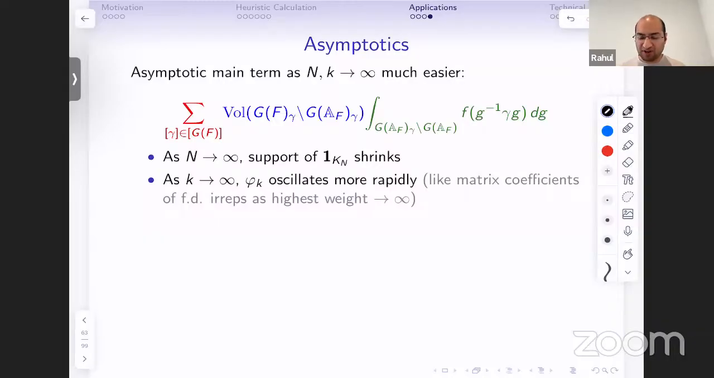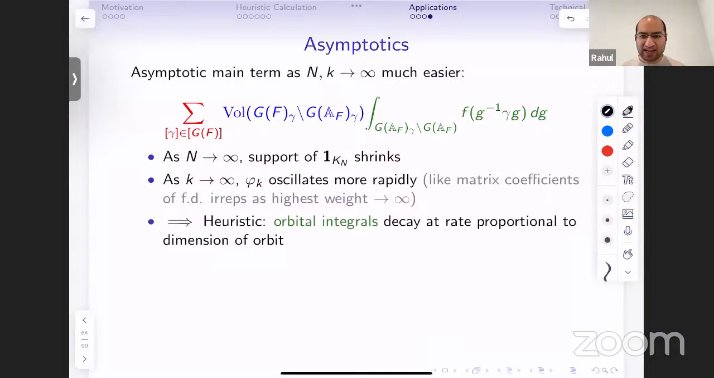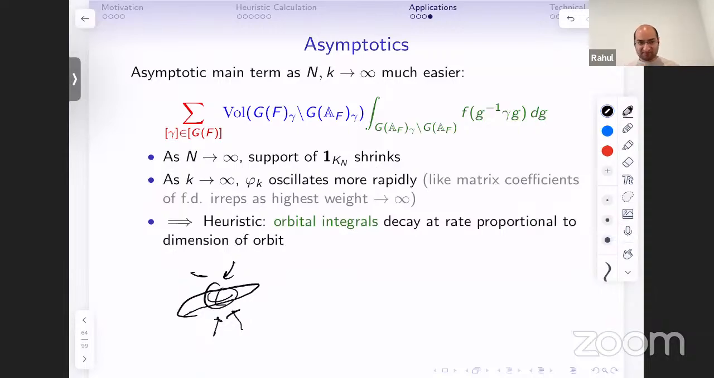So the upshot of both these asymptotic expectations is that you should expect these orbital integrals to decay at a rate proportional to the dimension of the conjugation orbit. Basically, if you have some ball in some high dimensional space, and you're integrating over some smaller dimensional space, and then you let the ball shrink, you should expect the rate of decay of the integral on the smaller dimensional space to be like the dimension of that smaller space. That should be the exponent on the decay, right?